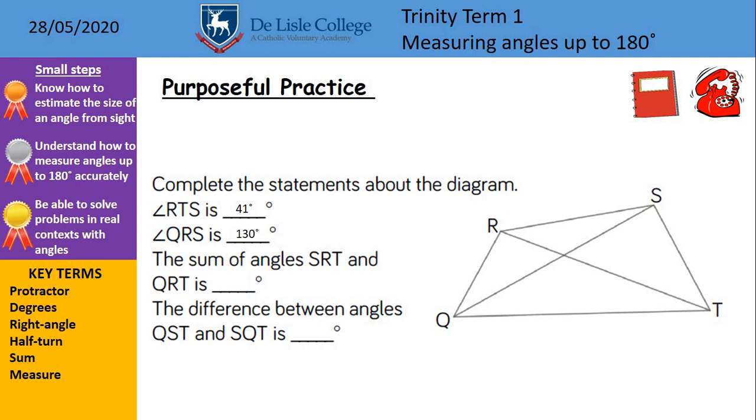Now, you could see the smart way here, or you may have measured both. But QRS is the sum of angles SRT and QRT, so you could just use the figure you've used from QRS and you would get 130. Or if you'd measured the two individually and added them together, you still would get 130 degrees. The difference between QST and SQT: QST was measured at 88 degrees and SQT was measured at 28 degrees, so the difference is 60 degrees.